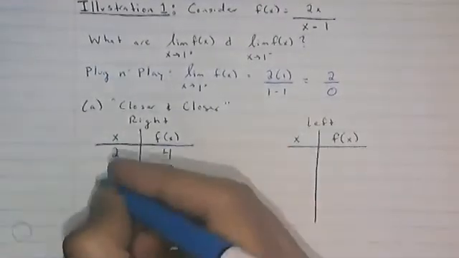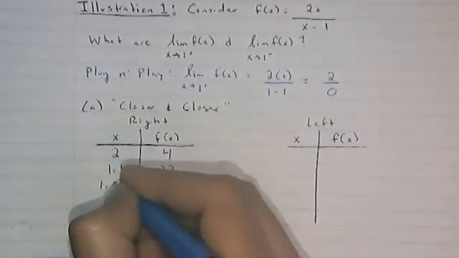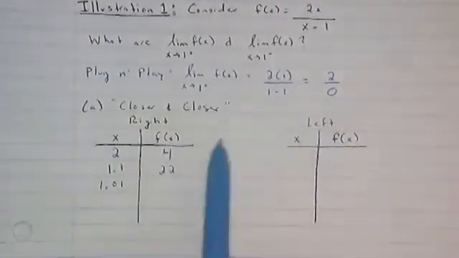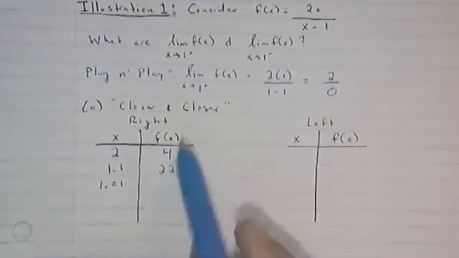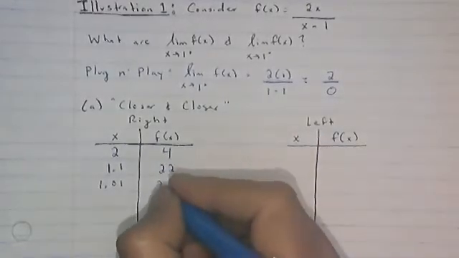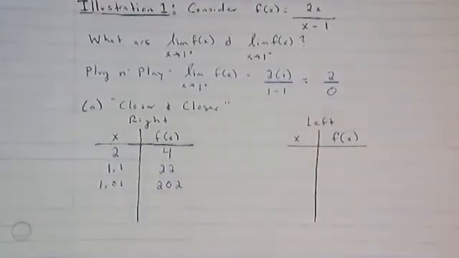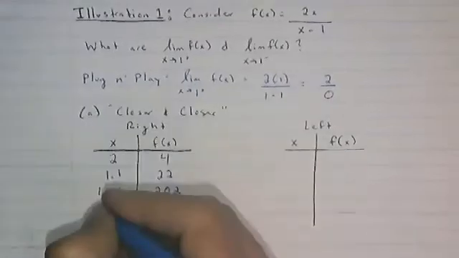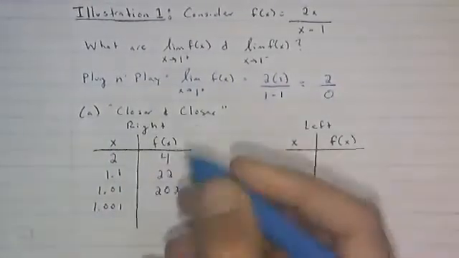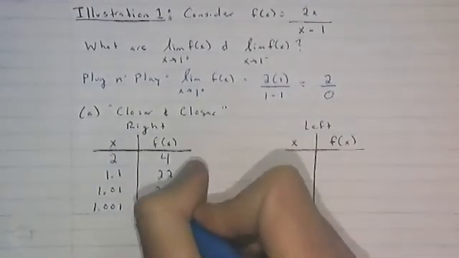Keep it going. What if we want to do 1.01? I'm just going to tell you, this turns into 202. That's kind of fun. How about 1.001? 2002.